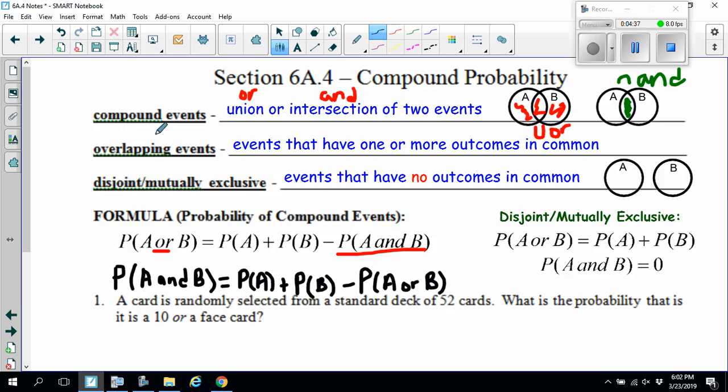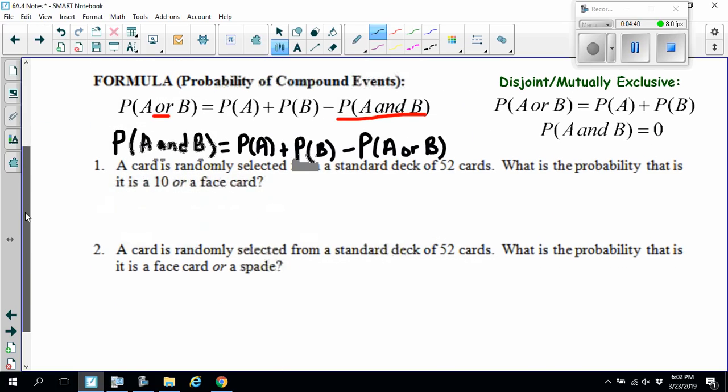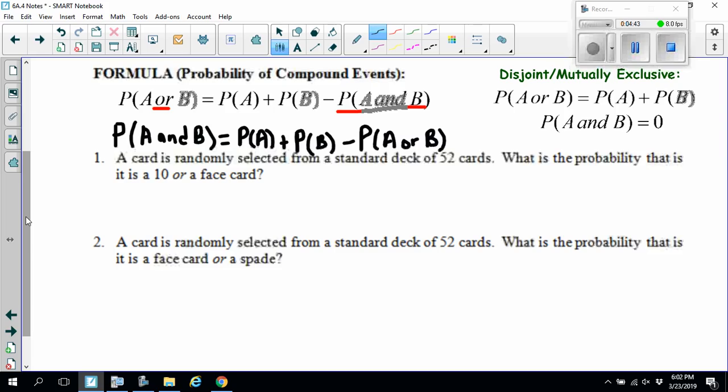Okay, let's use this information now to calculate our following examples. So let's look at number 1. It says a card is randomly selected from a standard deck of 52 cards. What is the probability that it is a 10 or a face card?